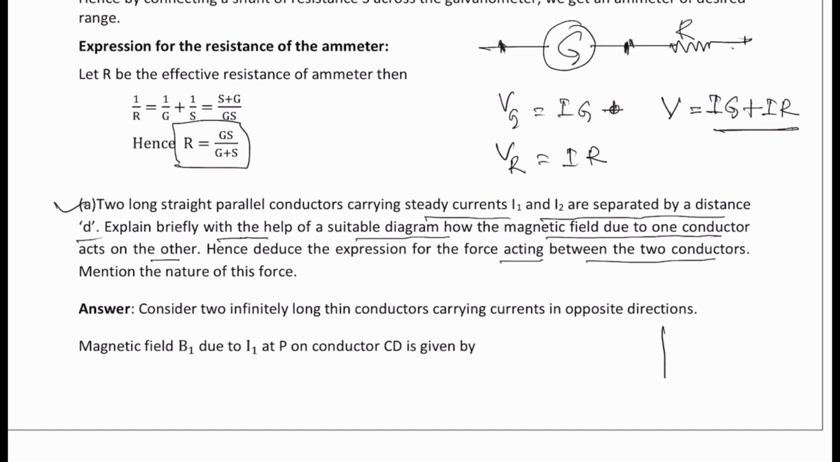Only for your information, suppose if the two currents I1 and I2 are flowing in opposite direction, then what will happen? They will repel each other. When the currents are flowing in the same direction, they will experience attractive force. This already we have discussed.